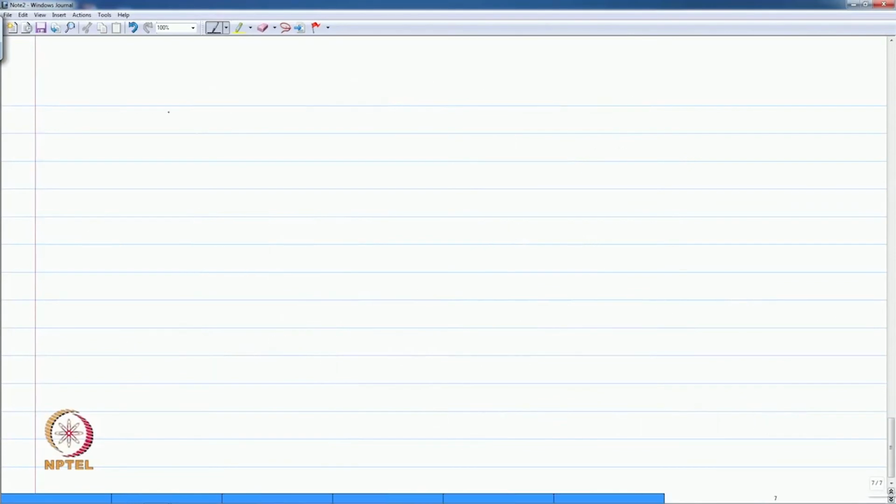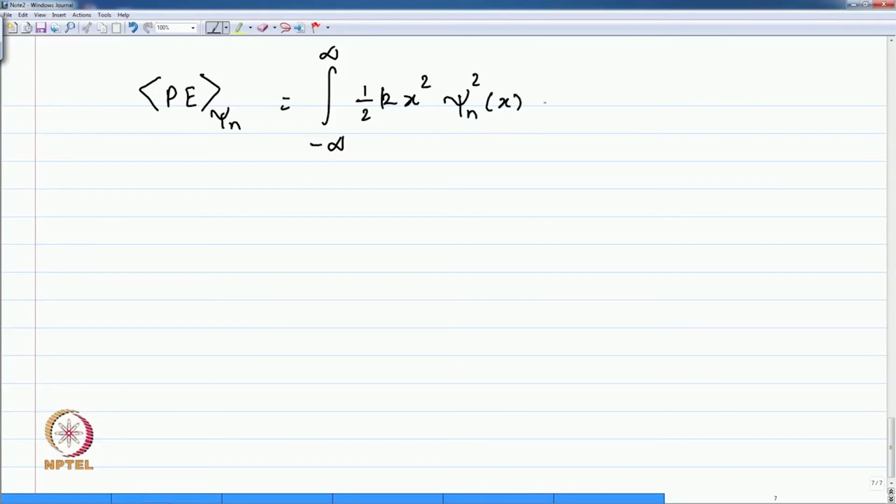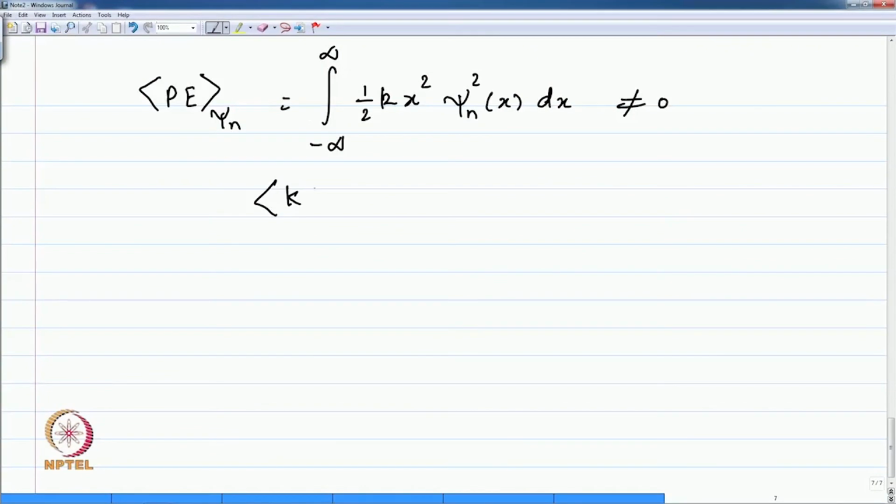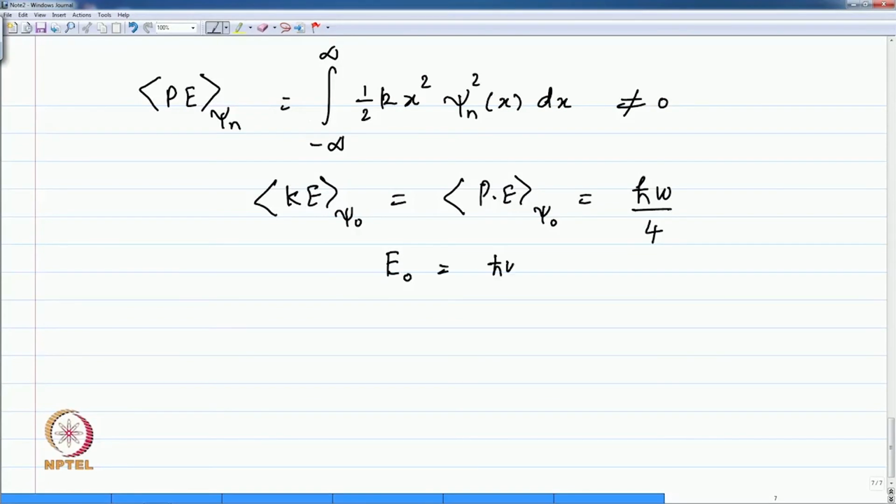And in a similar way, the average value of the potential energy for psi n is given by, again, the integral from minus infinity to plus infinity, but since it is x square, you can write half k x squared, x does not change except to multiply, times the wave function psi n squared of x, dx, and again this is not equal to 0. For the ground state of the harmonic oscillator, the average value for the kinetic energy for psi 0 is equal to the average value for the potential energy for psi 0, and that is equal to h bar omega by 4. And please remember, E 0 is h bar omega by 2.